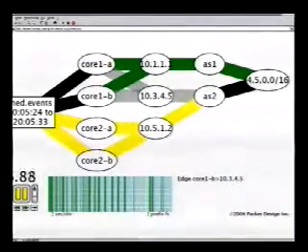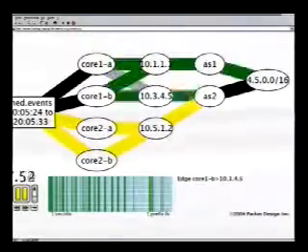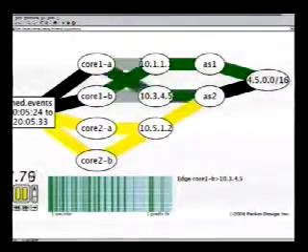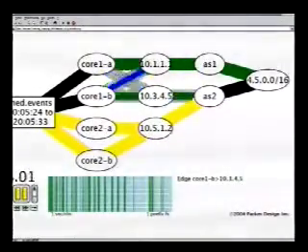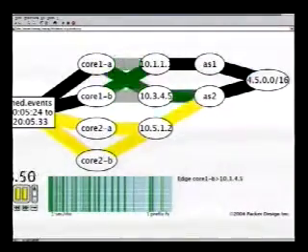So this only involves one prefix, but when it was happening, it accounted for 95% of the total BGP events. That means that it inflated the BGP traffic by a factor of 20.